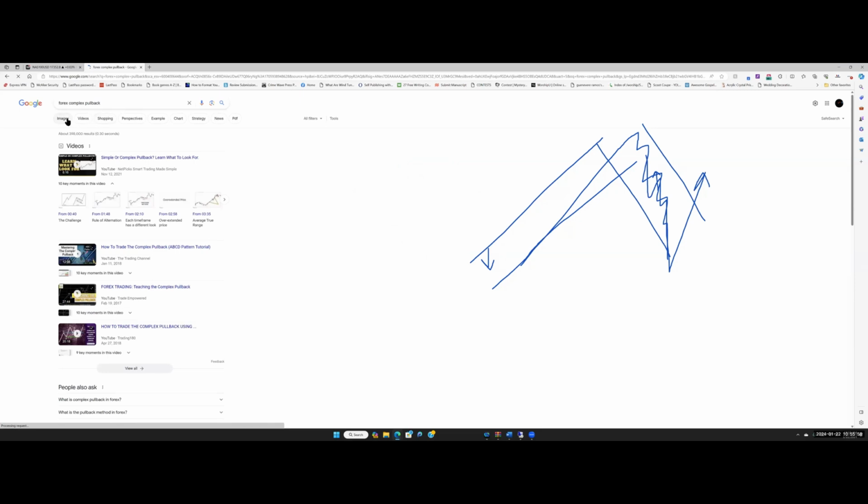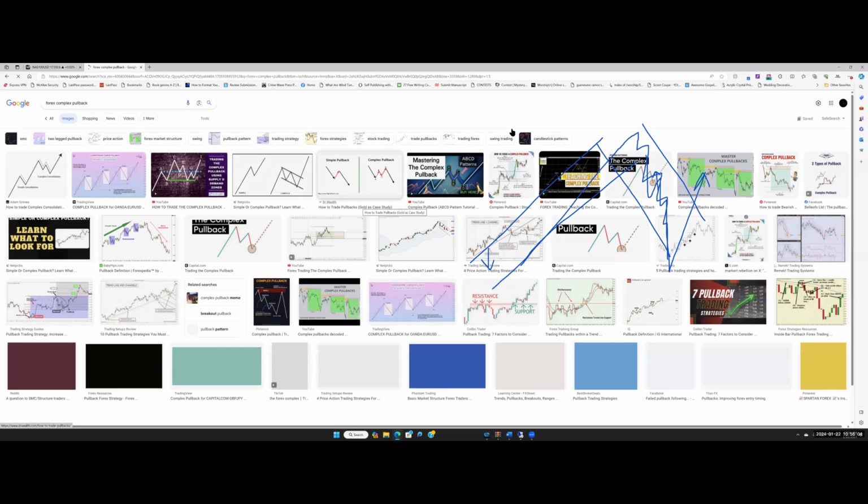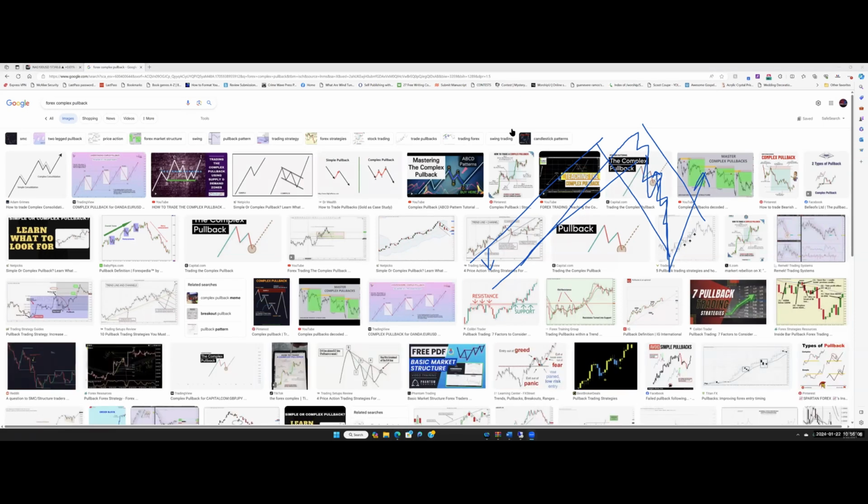And go to images. Let me clear my screen. I'm still not used to the way they did the annotation tool. Like this is a complex pullback. See, this is a regular pullback and retest. You get a quick reaction and just get a continuation.